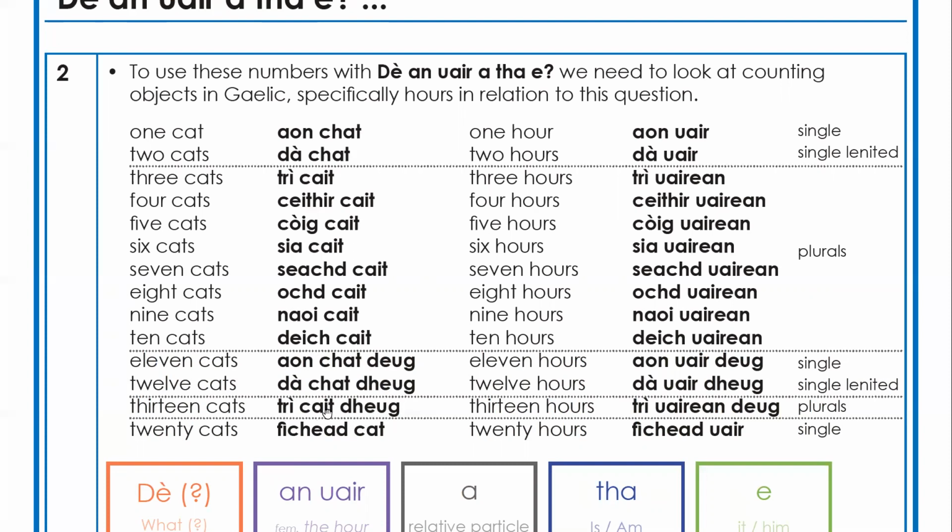And the lenition here is actually caused by the I in cait. So any noun that forms its plural by slenderization, so cat, cait, it's not like uair, uairean. Here we add something to it to get the plural. With cat, we add the I, and this I that we've added causes lenition in diag. So through all the rest of these, from 13 to 19, we would have tri cait diag, ceithir cait diag, coig cait diag, etc. through to fichid cat, 20 cats.